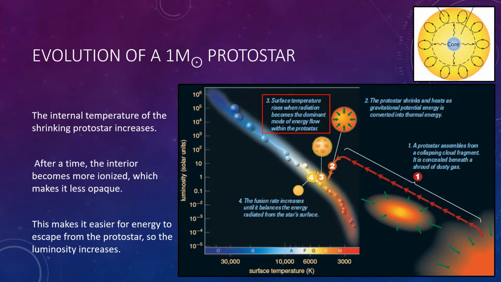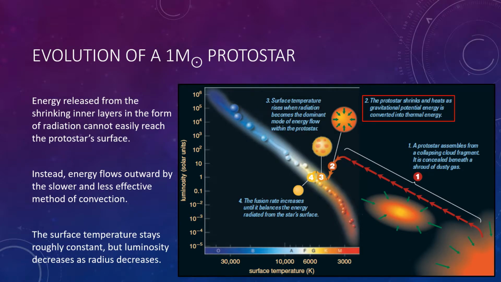The result is that for a contracting 1 solar mass protostar, the surface temperature stays roughly constant, but the luminosity decreases as the radius decreases, and the protostar's evolutionary track starts to move downward. So that's stage 2 here. So it shrinks and heats as it's converting into thermal energy, but it's very slow because the energy doesn't move outward very much due to convection. So we see it decreasing in size, so its luminosity decreases, but it doesn't warm up too much in the process because of this opaque material.